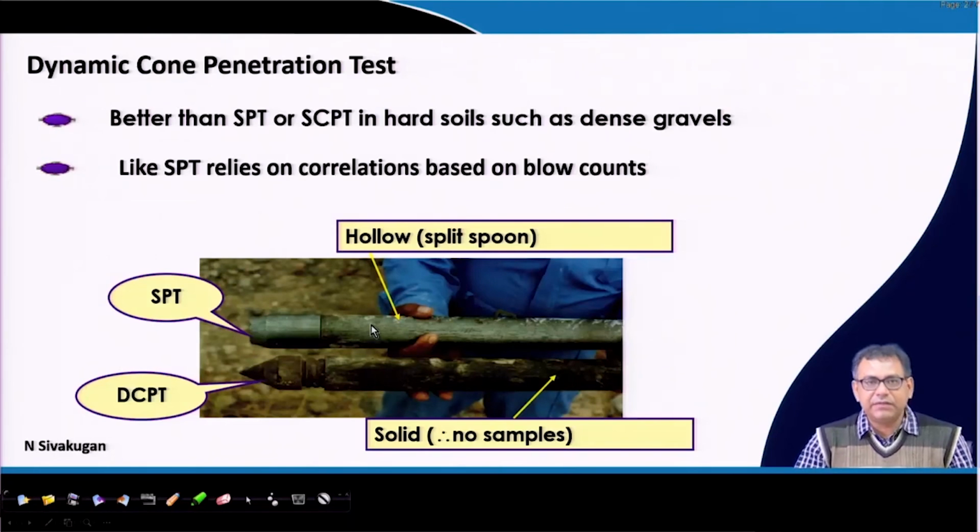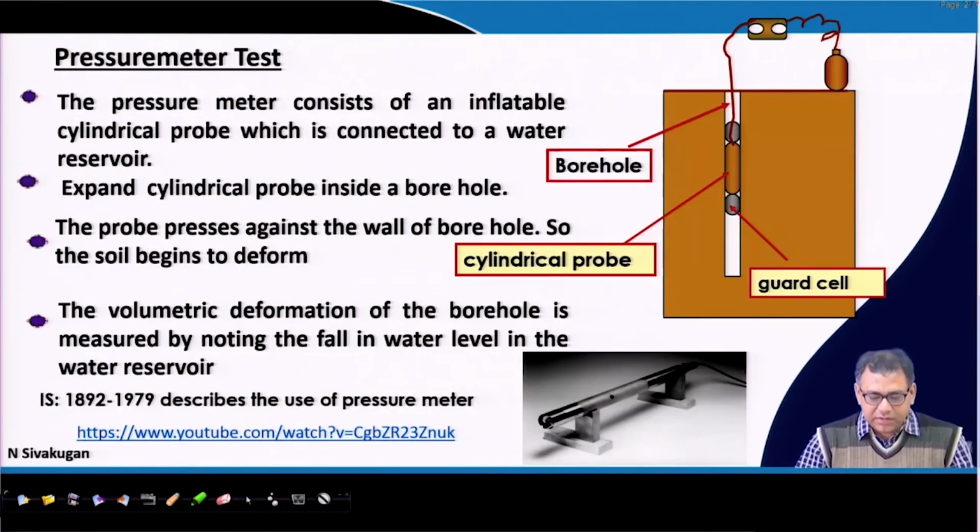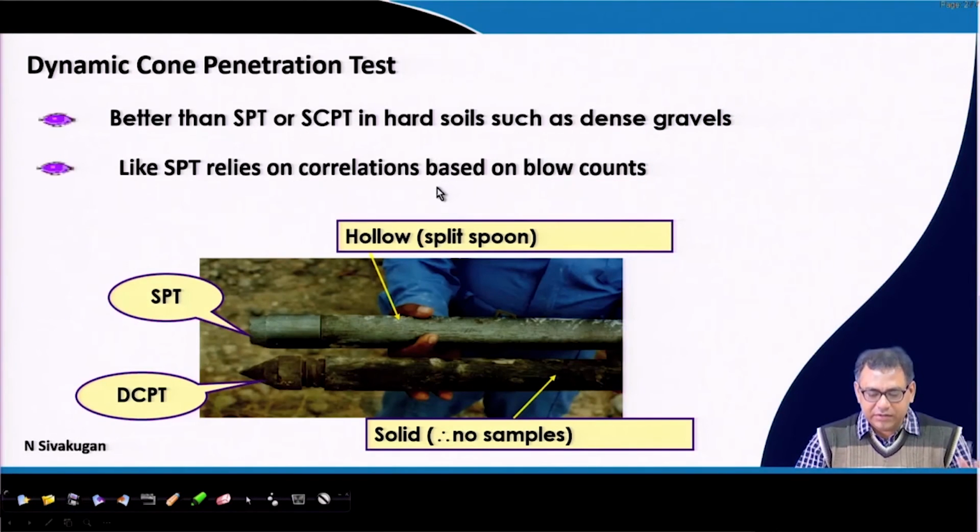The major difference, as I mentioned, is that in the SPT we can collect the soil sample, as we use the split spoon sampler, but in the DCPT we use the cone, so we cannot collect the soil sample. This DCPT is better than SPT and SCPT, the static cone penetration test, in hard soil such as dense gravels, and like SPT we can also put correlations for this blow count with different soil properties. So, this is the cone penetration test.